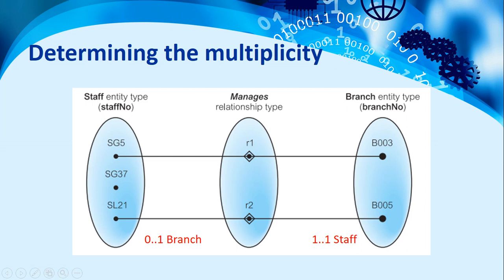So as there is a maximum of 1 branch for each member of staff, diba? Maximum of 1 branch for each member of staff. Pwedeng wala, pero at least ang maximum is 1.